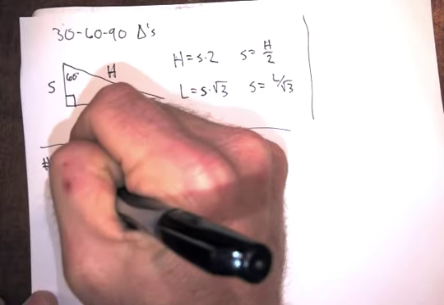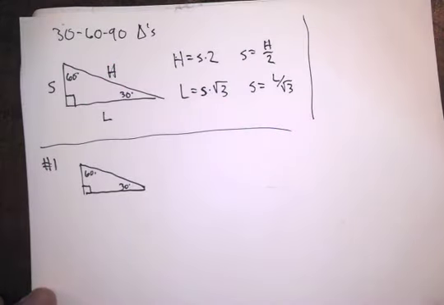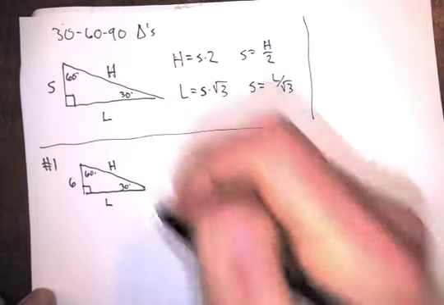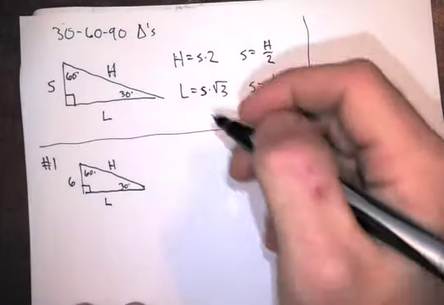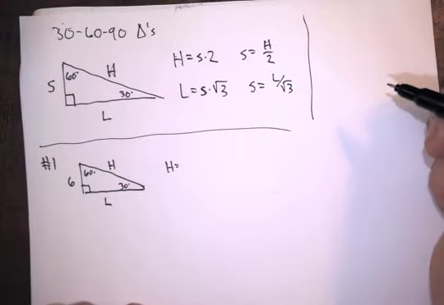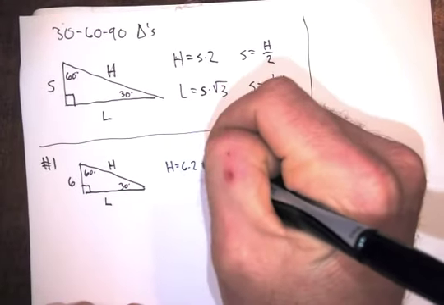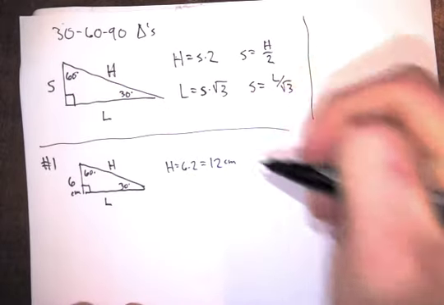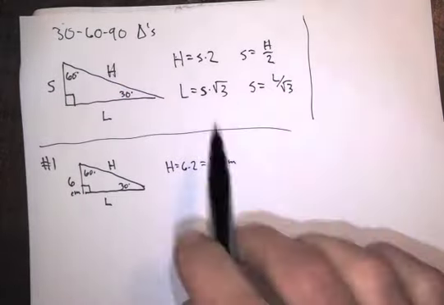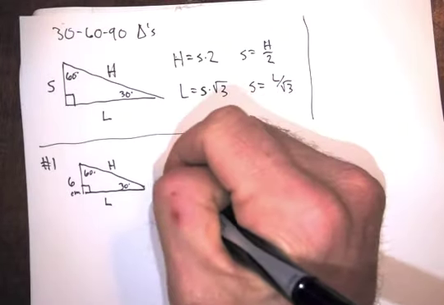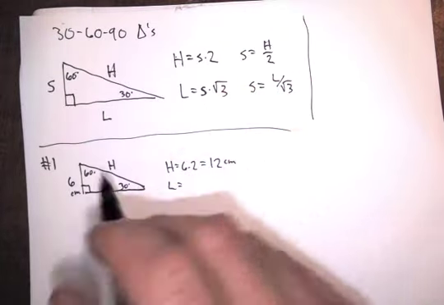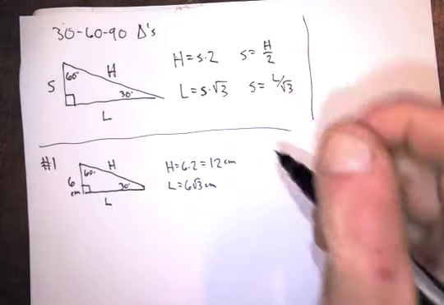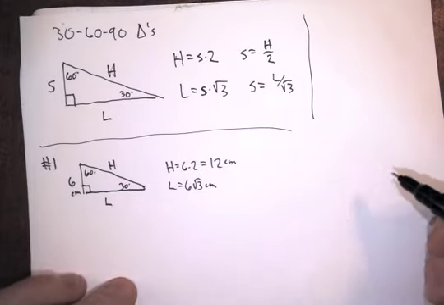Number 1, it'll say the short leg is 6. Find the other 2. Label them. L and H are the other 2, your long leg, your hypotenuse. So H is going to be 6 times 2, which would be 12. We'll just say centimeters. And for L, our L equation, L equals S times square root of 3. So this is S, short leg, so 6 times square root of 3. And that's the answer. Okay.